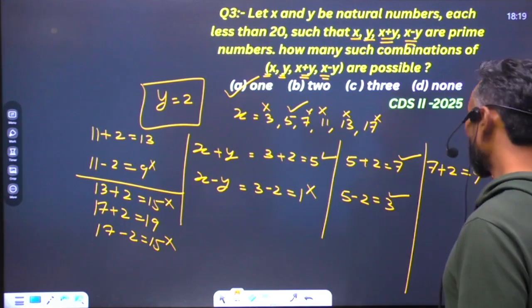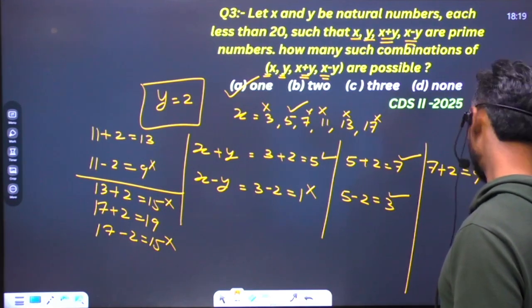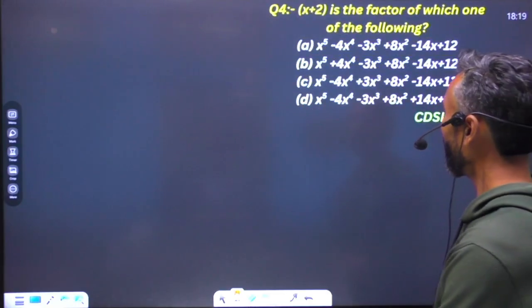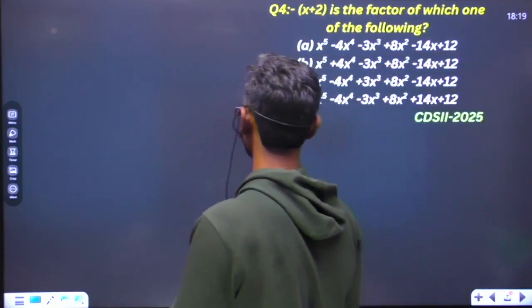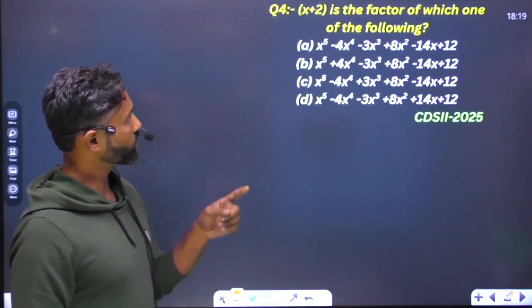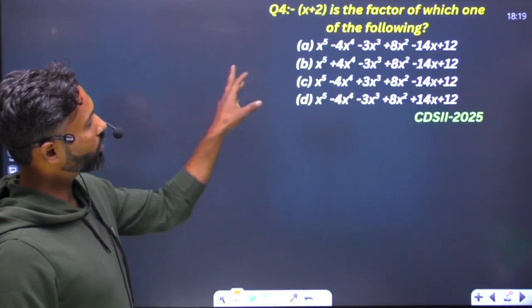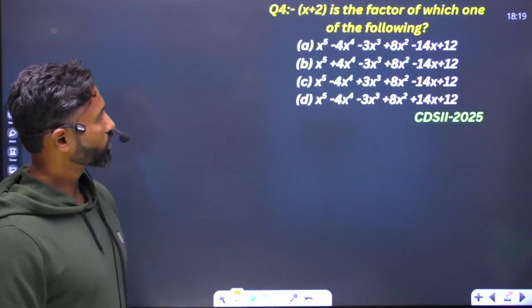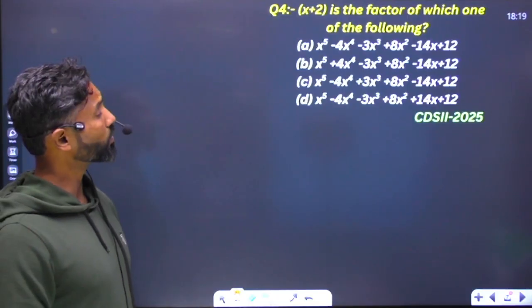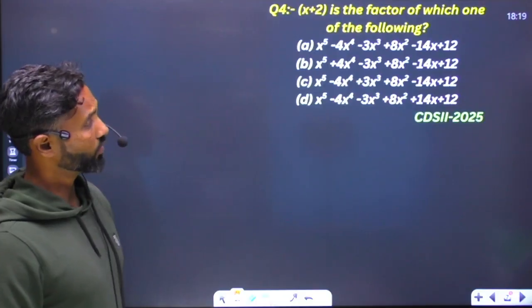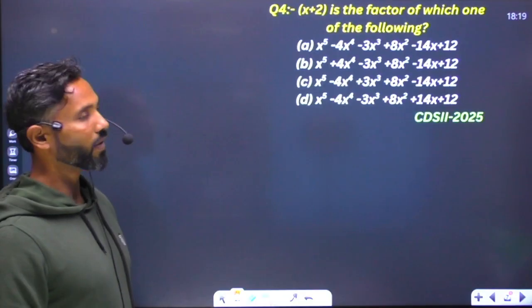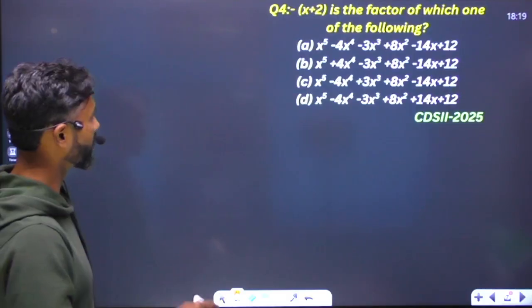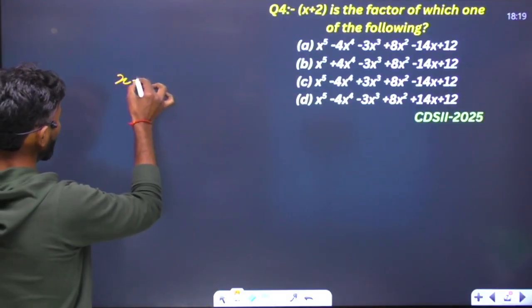Okay, now we are moving to the next question, and that is quite important. The next question says that x plus 2 is a factor of which one of the following? Okay, here x plus 2 is a factor of any of these polynomials. Okay, so if x plus 2 is a factor, it means x plus 2 is completely going to divide any of these polynomials. Understand that? So I will do it in the same way, x plus 2 equals 0.